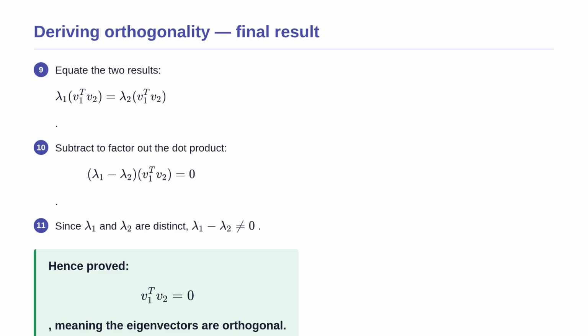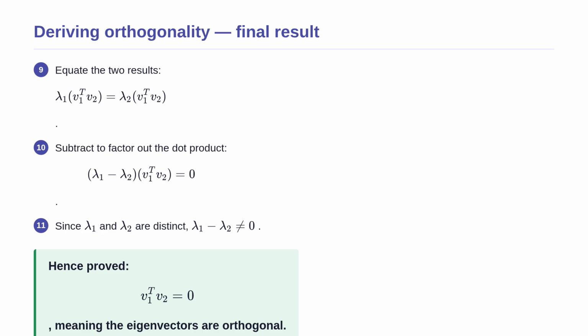We have just calculated the exact same quantity in two completely different ways. So these two results must be perfectly equal to each other. We set them equal and move everything to one side of the equation by subtracting the right side from the left. This algebraic manipulation lets us factor out the common term, which is the dot product of our two vectors.